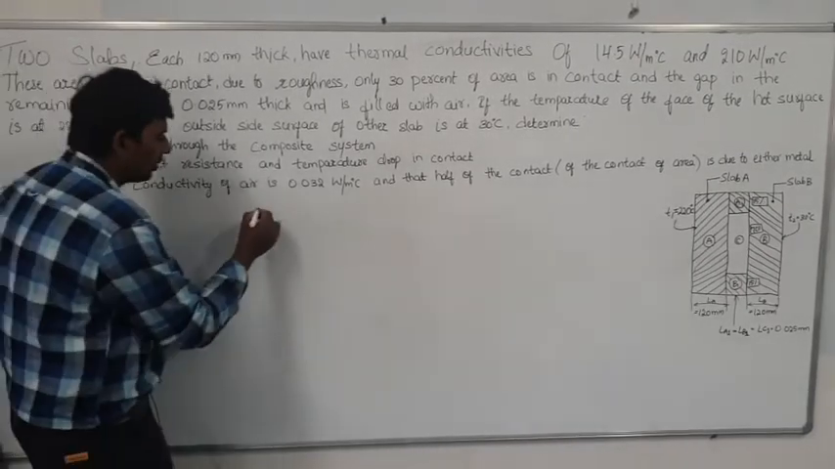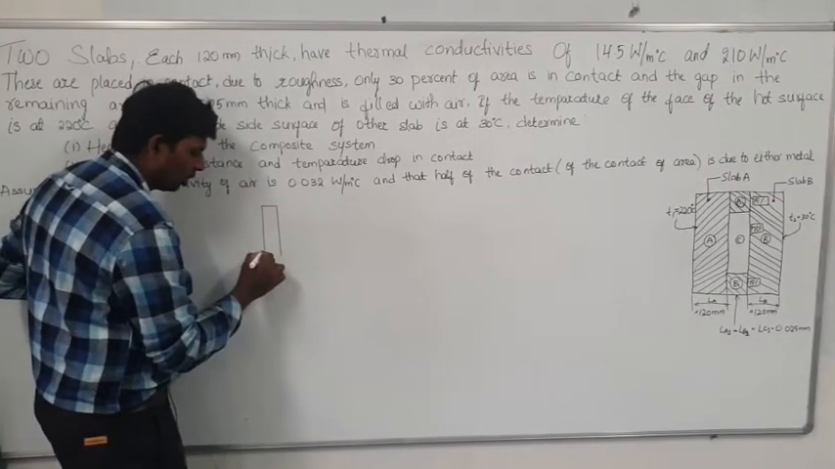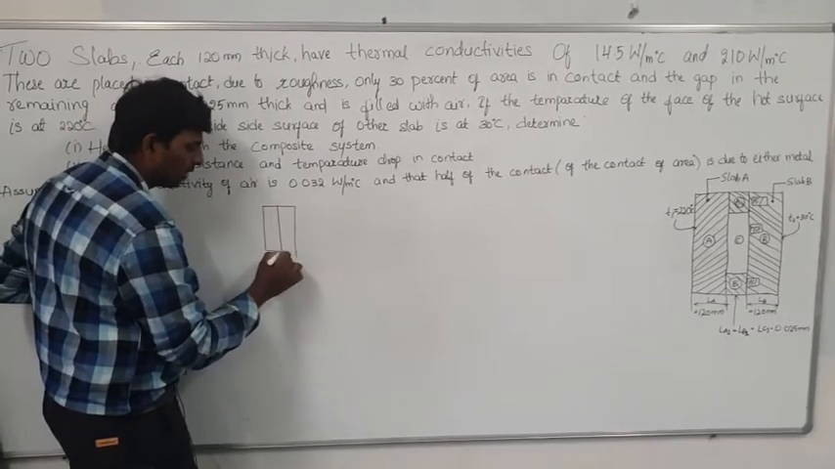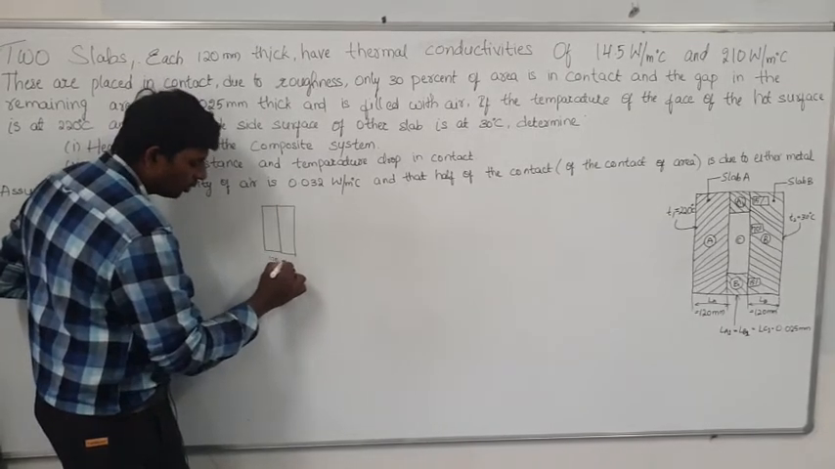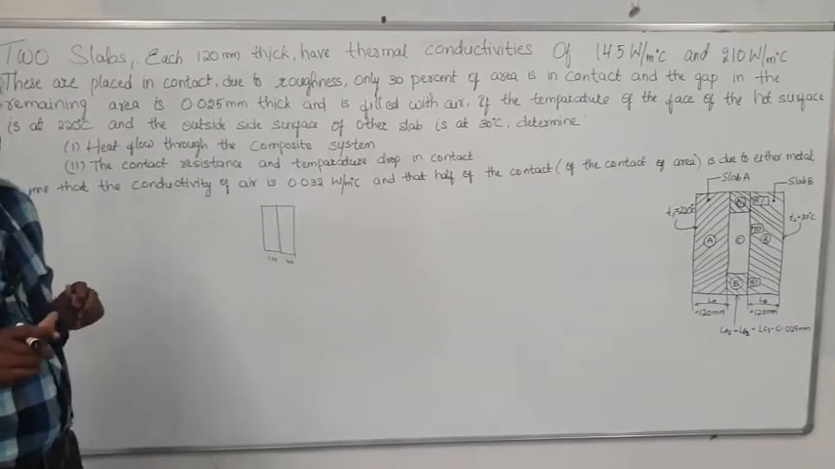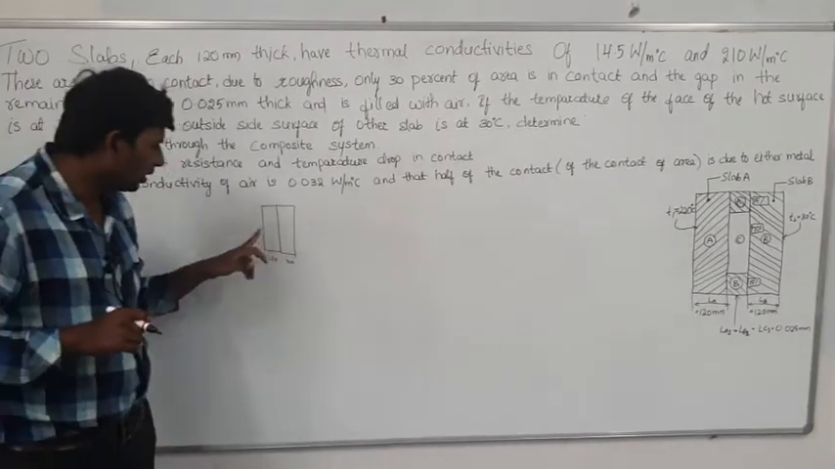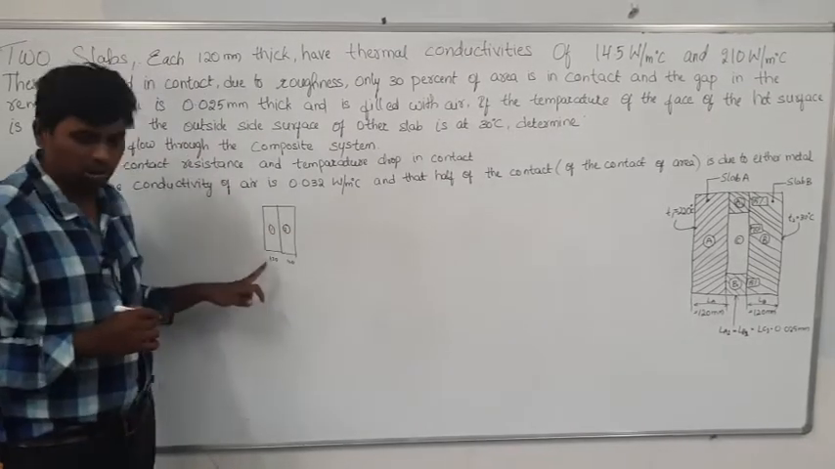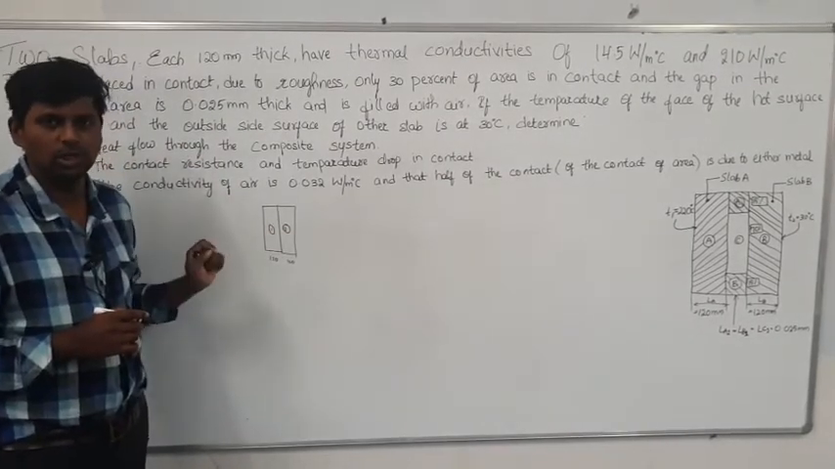You have to draw the diagram like this. This one you have to consider as the first slab and this one as the second slab. Thickness and length are both the same, 120 mm. This one is known as slab 1 and this one is known as slab 2.